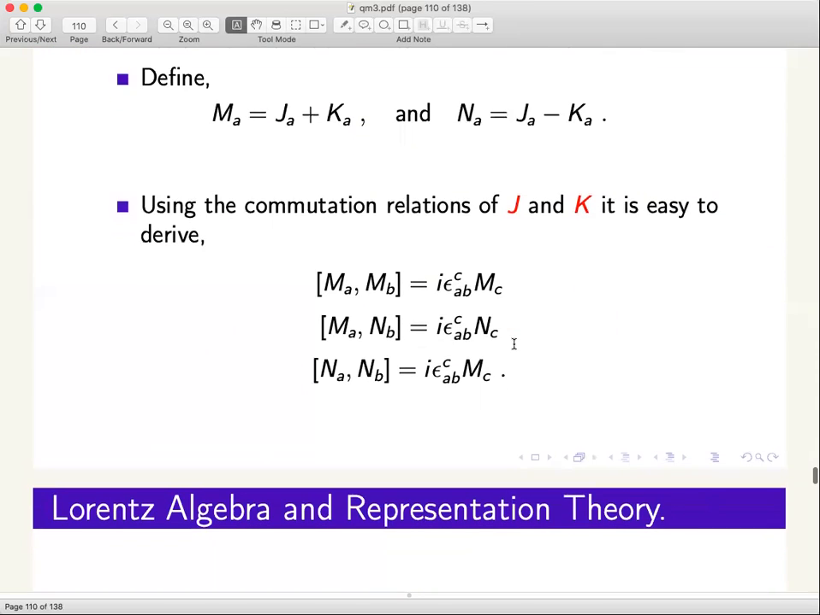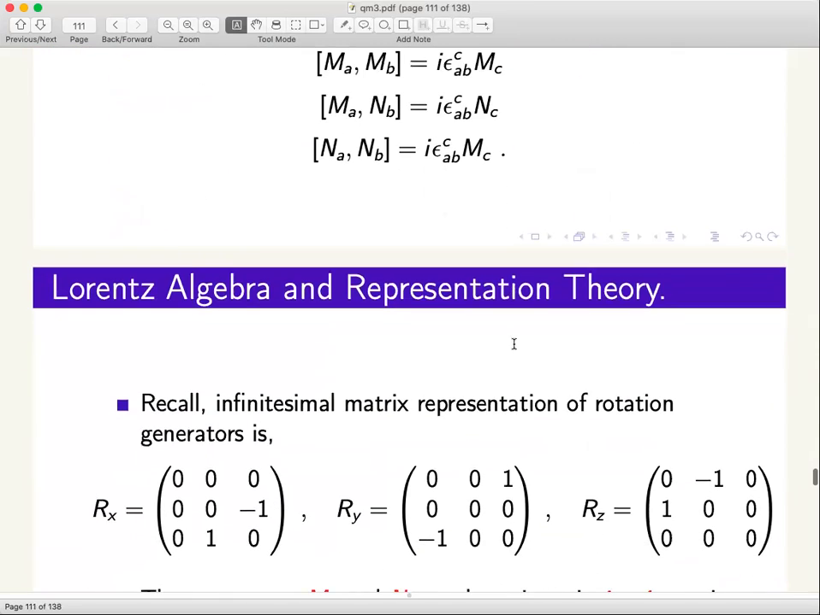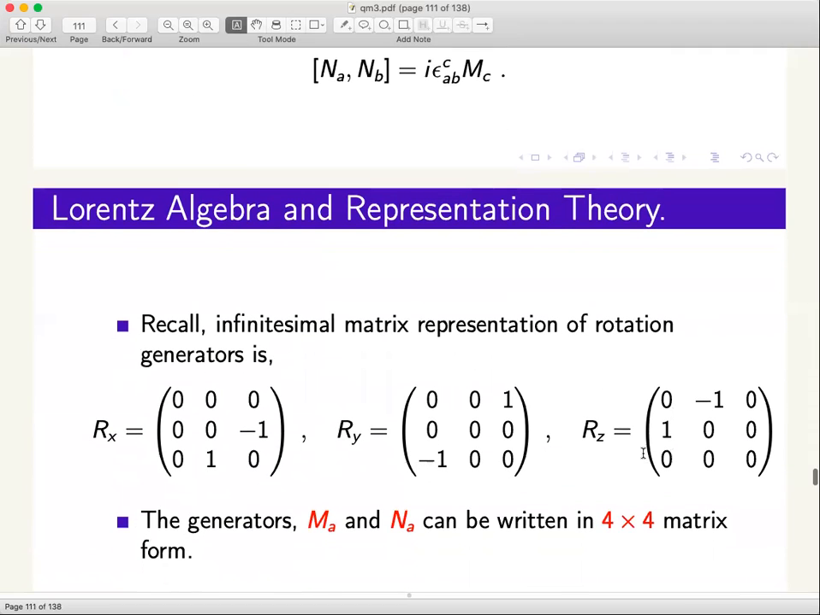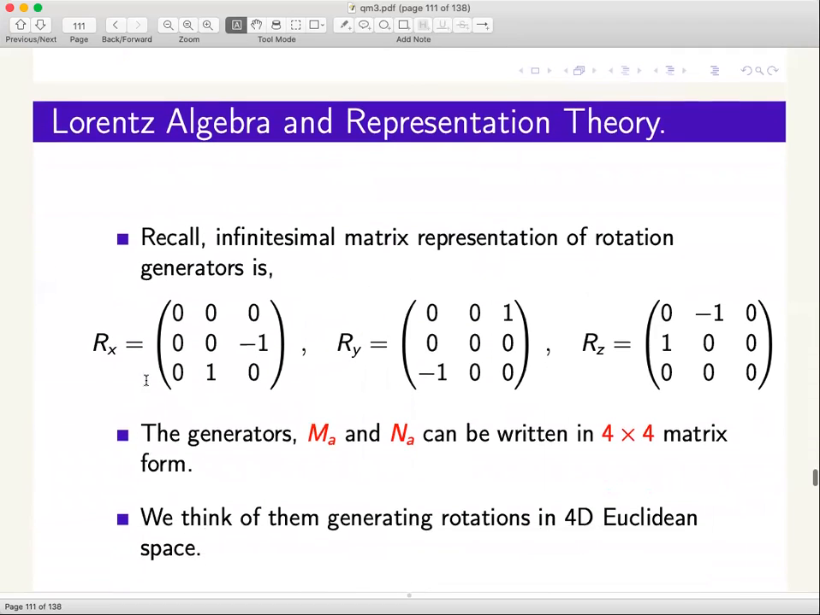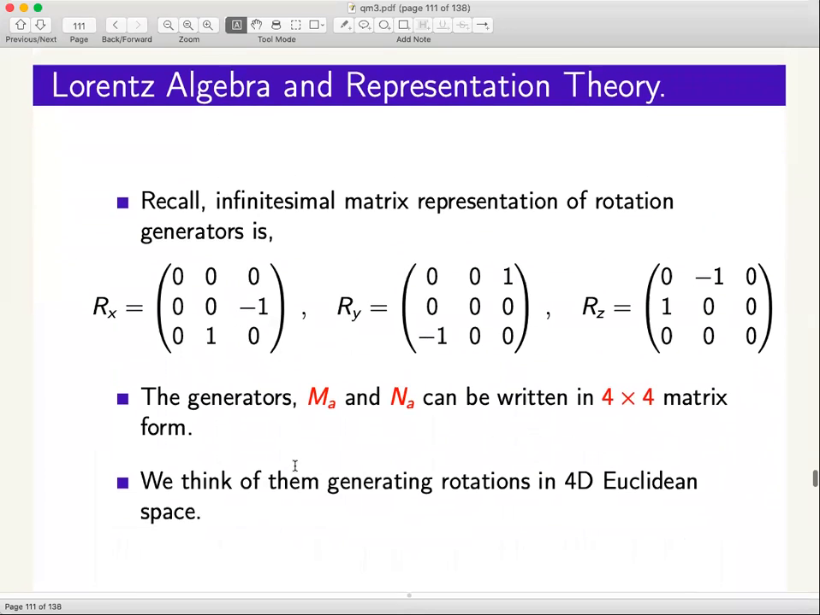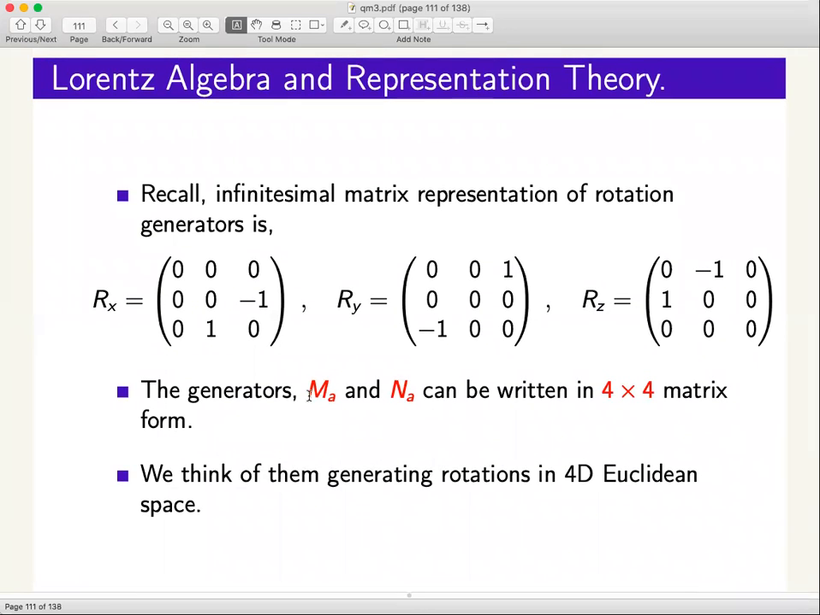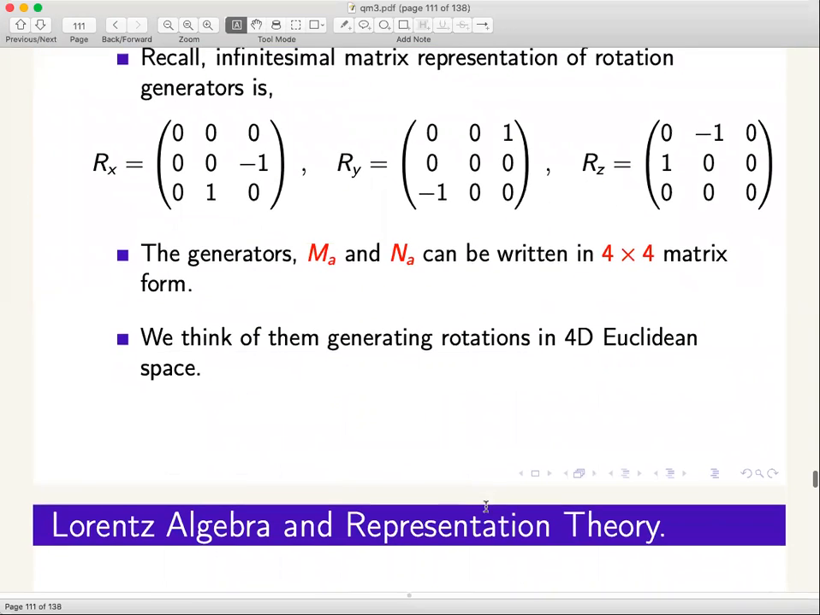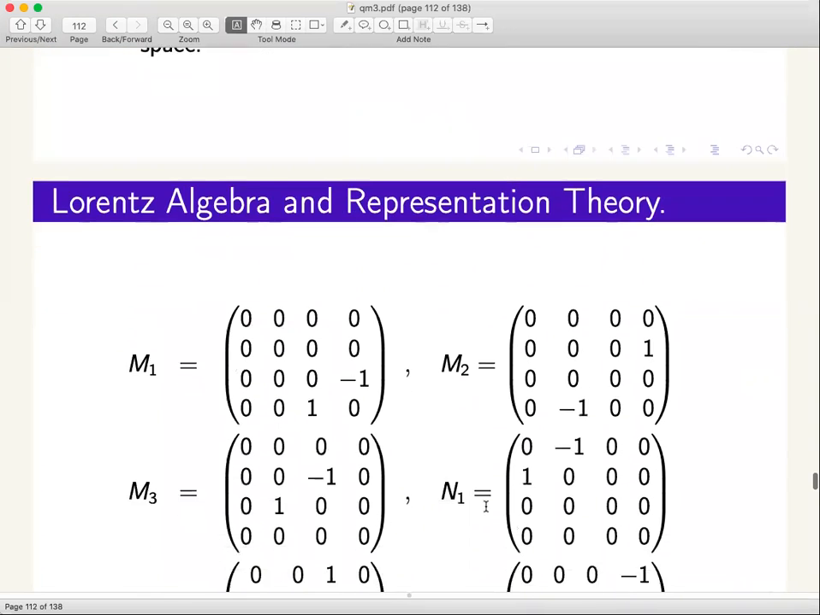Now let's do the matrix representation of this. This is the 3x3 rotation representation. If you want to write down 3x3 generators, these are 3x3 analogs of Pauli matrices really. If you want to take the spin 1 representation and rotate, this is how the infinitesimal rotations would work out. But we have 6 generators, so we cannot use this form. We need 4 by 4 matrices. These M's and N's generate rotations in 4-dimensional Euclidean space. So let's figure this out. They are ugly looking matrices, but nevertheless, just bear with me.